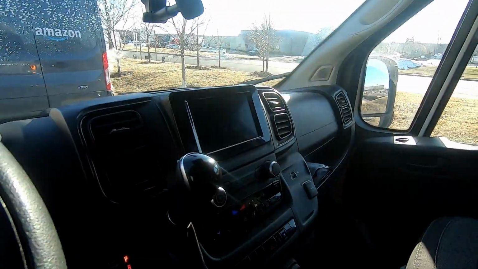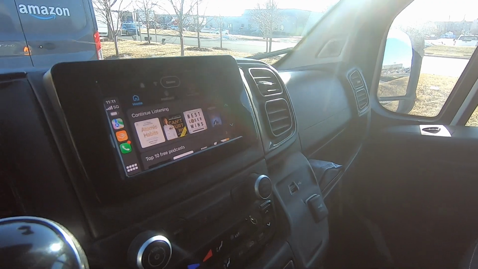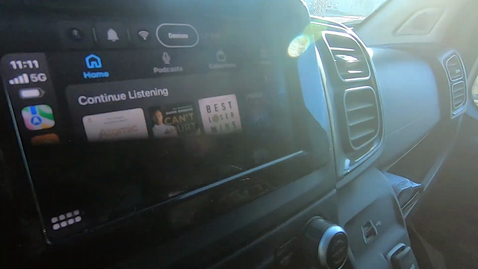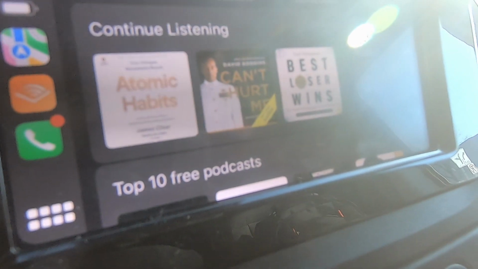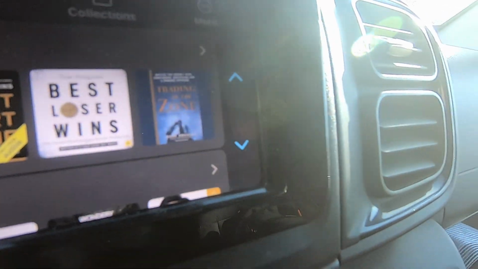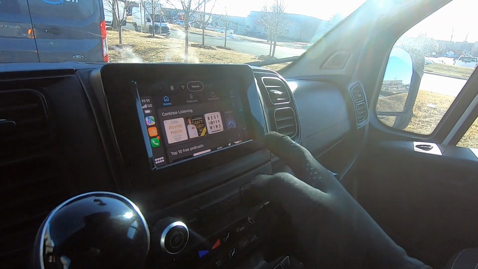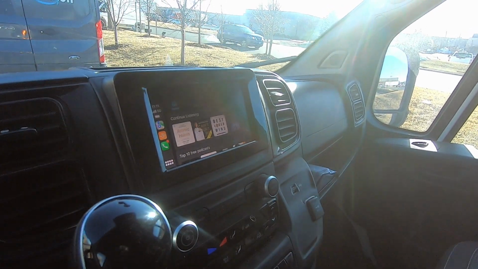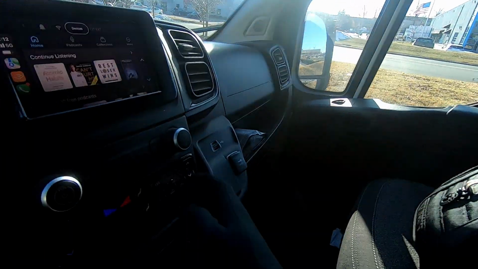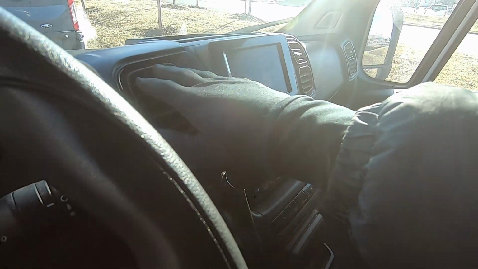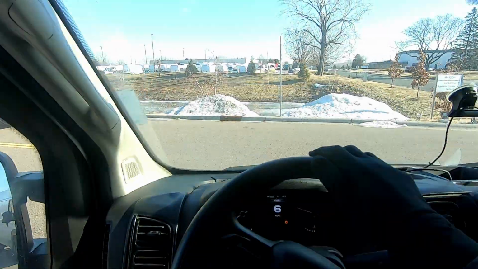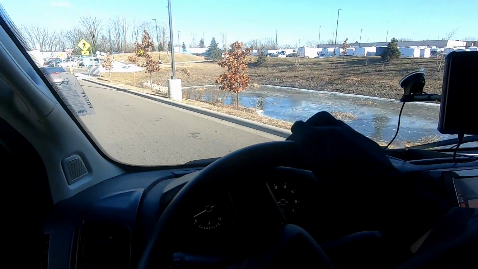This van just connected to my phone because it has CarPlay. I've got a pretty elite set of audiobooks here. We've got Atomic Habits, Can't Hurt Me, Best Loser Wins, and Trading in the Zone. And I also have The Mental Game of Trading by Jared Tendler. Get the heat going in here. Alright, time to head inside.